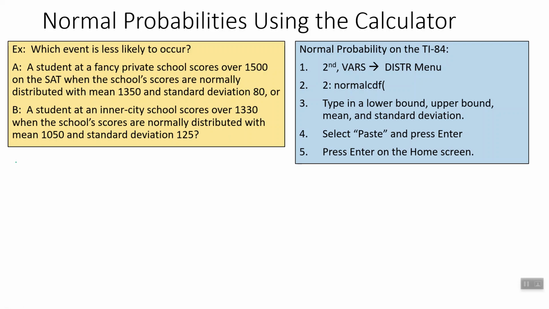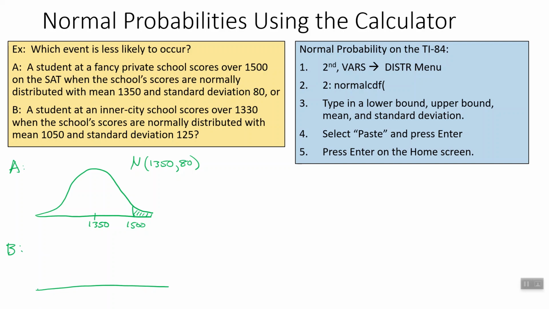So if we look at section A here, so event A, we've got a normal distribution. I'm going to go ahead and write it out like this. Normal distribution with a mean of 1,350 and a standard deviation of 80. So here's 1,350. And we want to know what's the probability of a student scoring over 1,500. Now, obviously, this does stop at 1,600, but for the sake of our argument, we'll pretend it just keeps going. All right, option B, we've got another normal distribution.